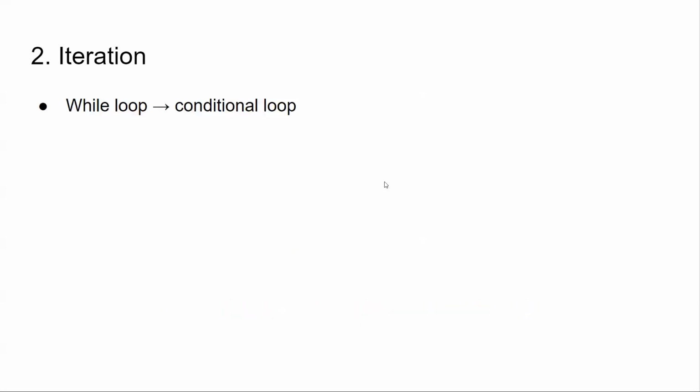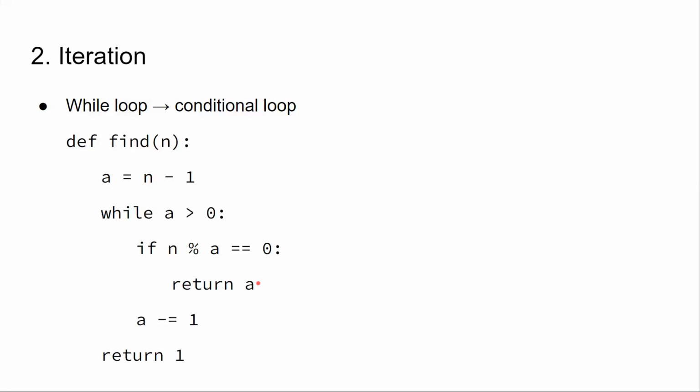So a while loop is a conditional loop. This is an example of a while loop. You may know what the function actually does.